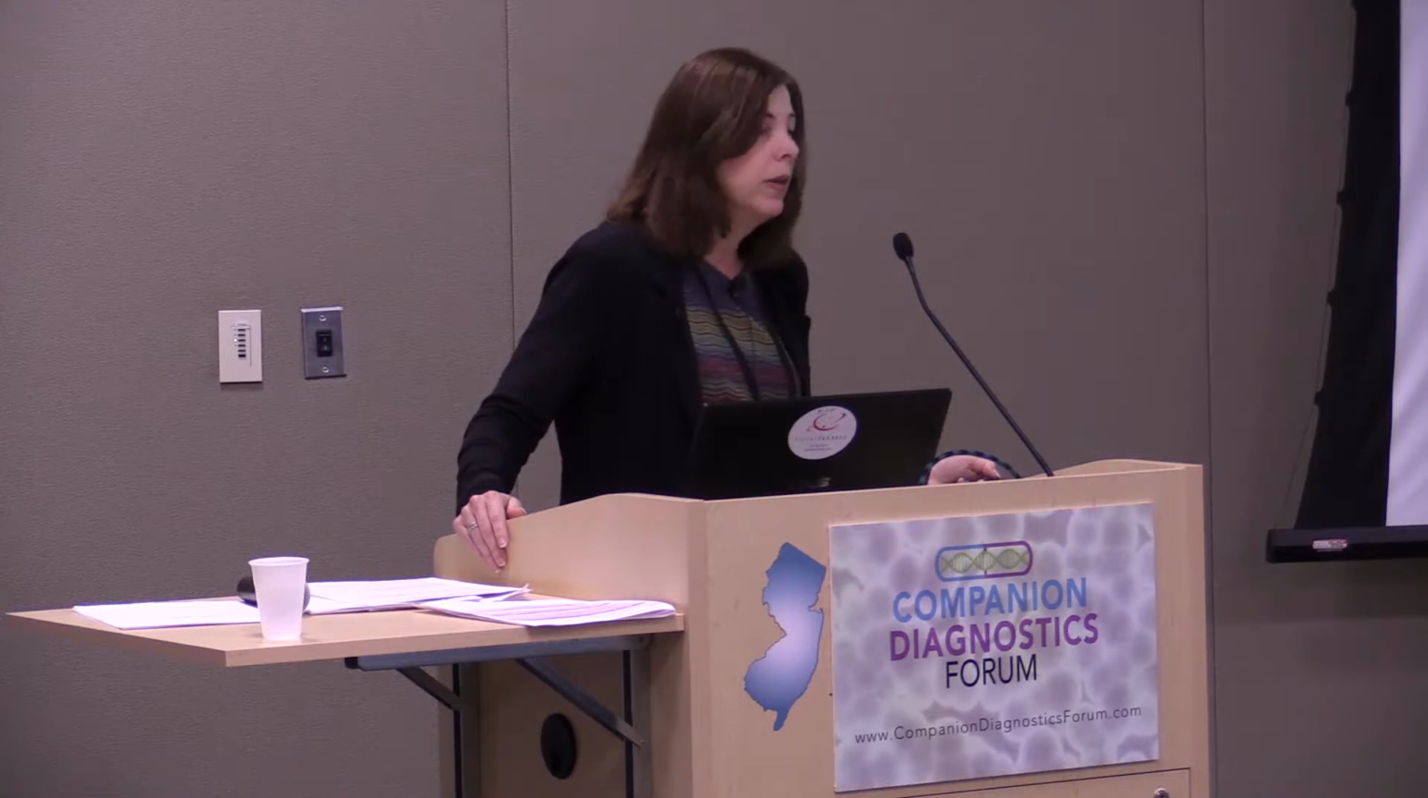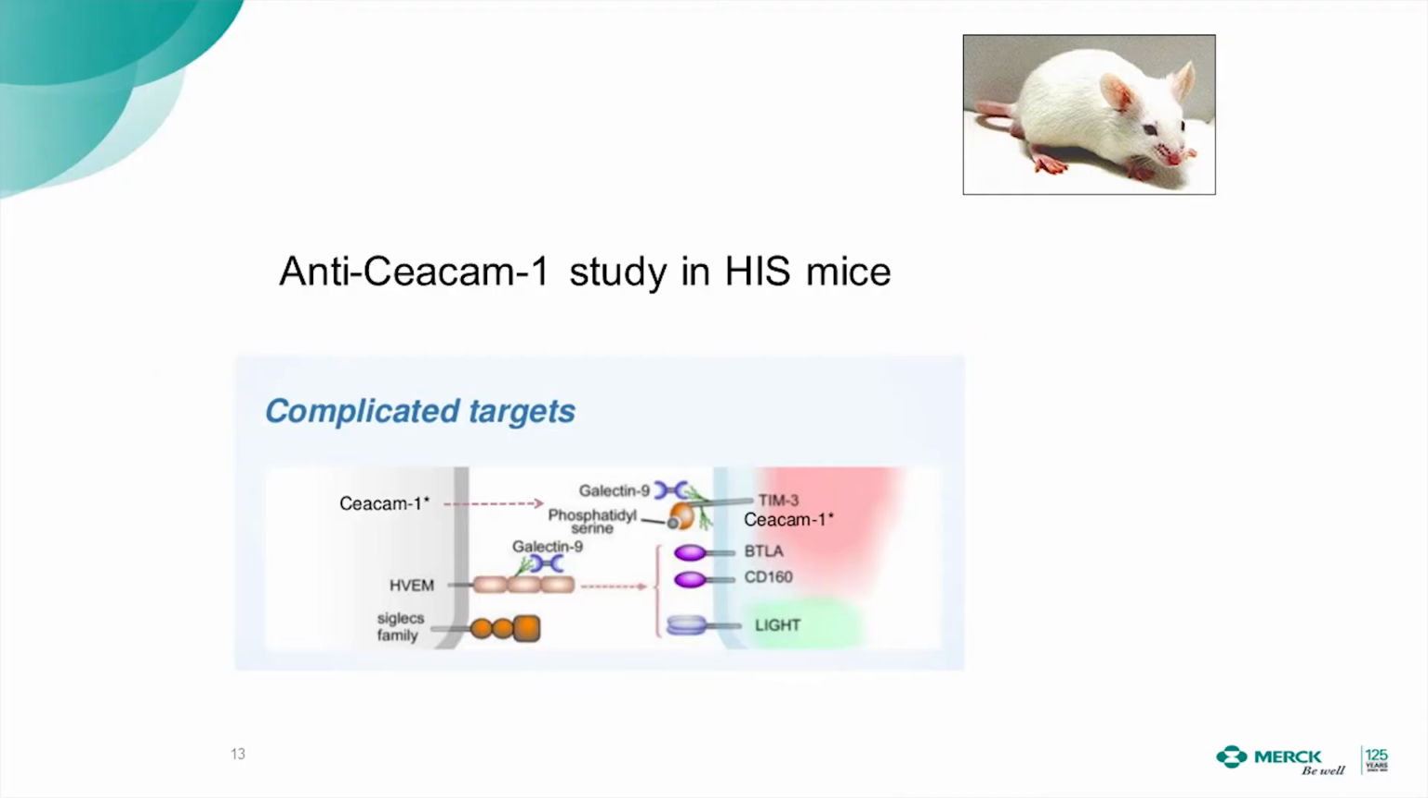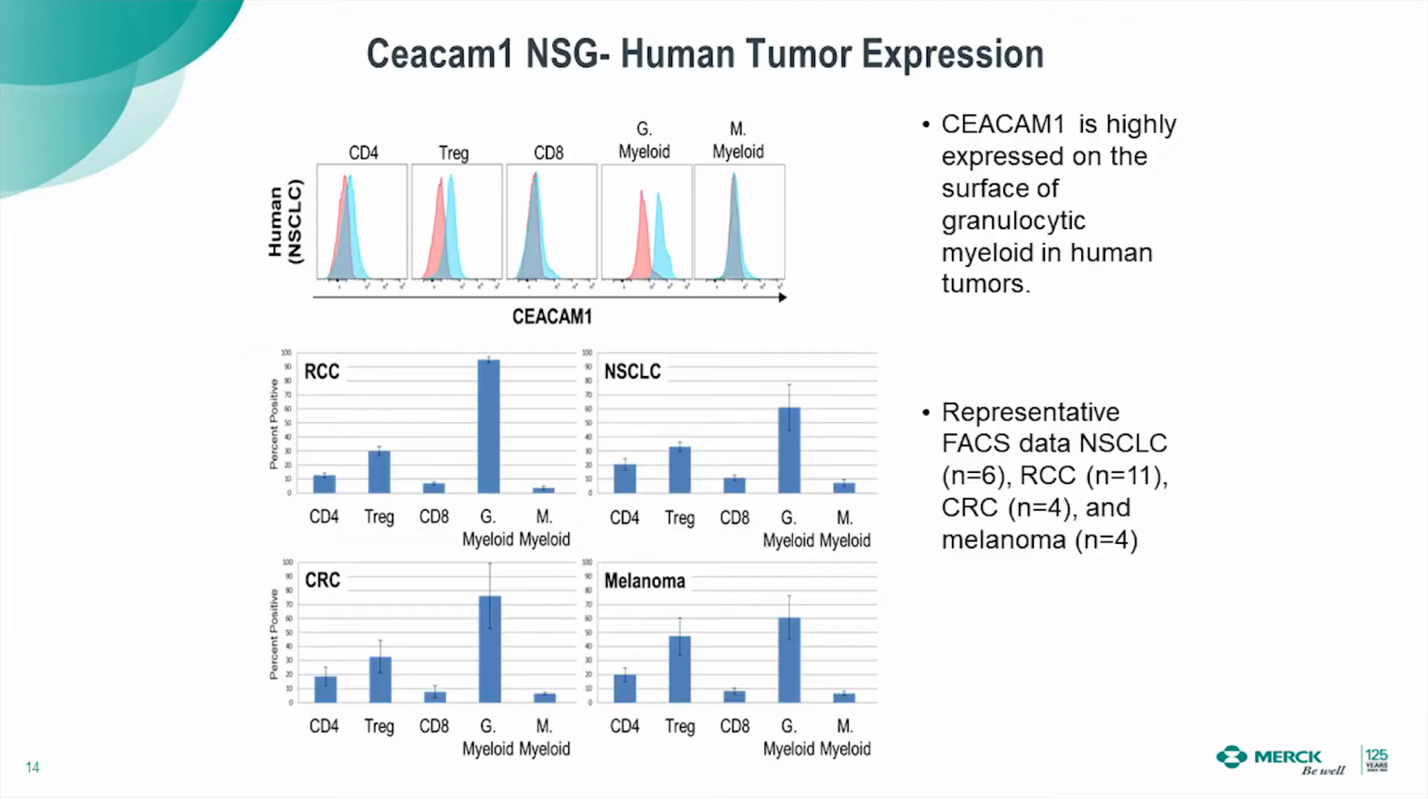And this is a new molecule that we are interested in. Some targets are very complicated. They hit more than one thing, and sometimes what is on one cell type in a mouse is very different in human. This is one of those where CEACAM is highly expressed, and we see it on granulocytic cells.